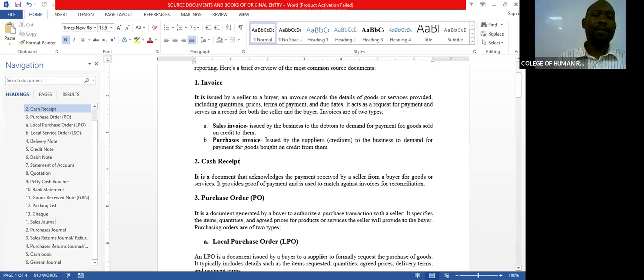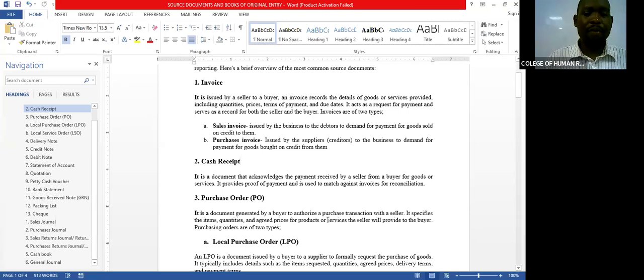If we acquire something on cash, if we pay by cash or by check, the supplier now will issue us with a cash receipt. So this one simply occurs where money has exchanged hands. Where money has exchanged hands, a cash receipt must accompany it to prove that the transaction has been paid.